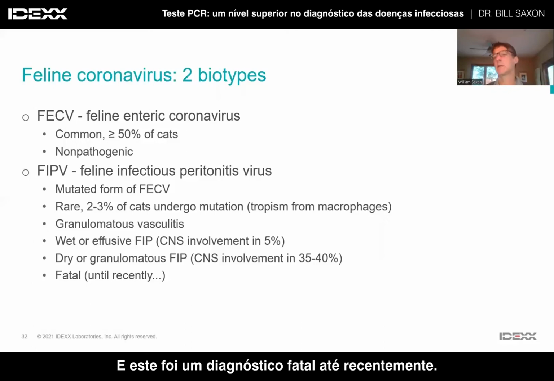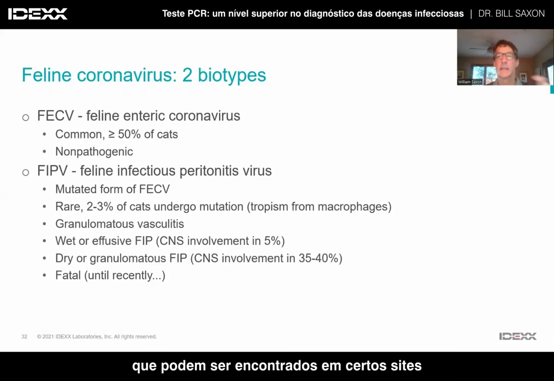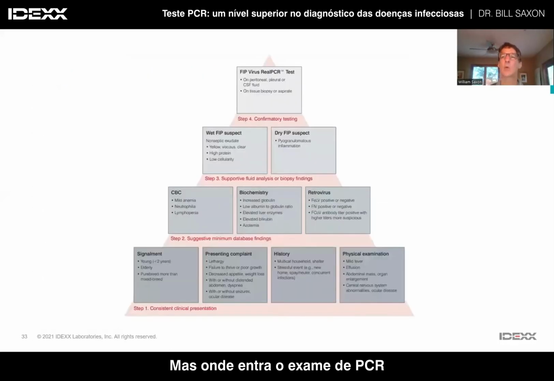And this has been a fatal diagnosis until recently, and now we know there are RNA transcription inhibitors that can be found on certain websites that really are effective at curing this disease. But where does the PCR test come into confirming the diagnosis of FIP, which is really hard? Well, we start with suspecting that the cat has the disease. So this is sort of our pyramid of leading us toward a diagnosis of FIP, and now we have PCR at the top that can actually confirm it for us.